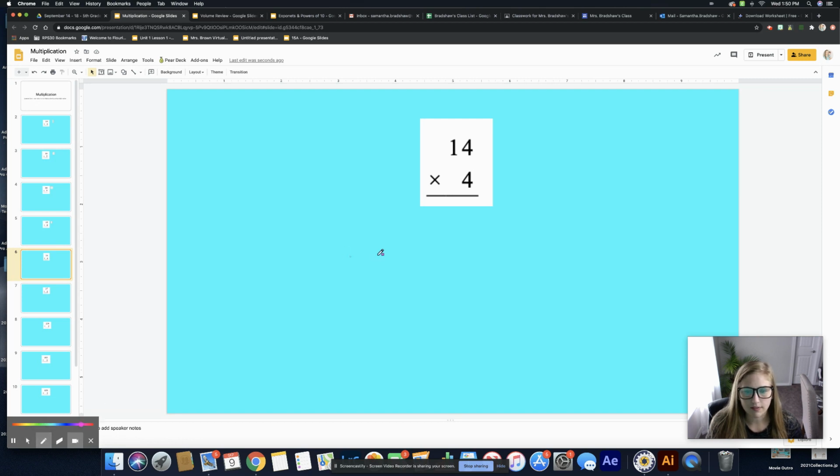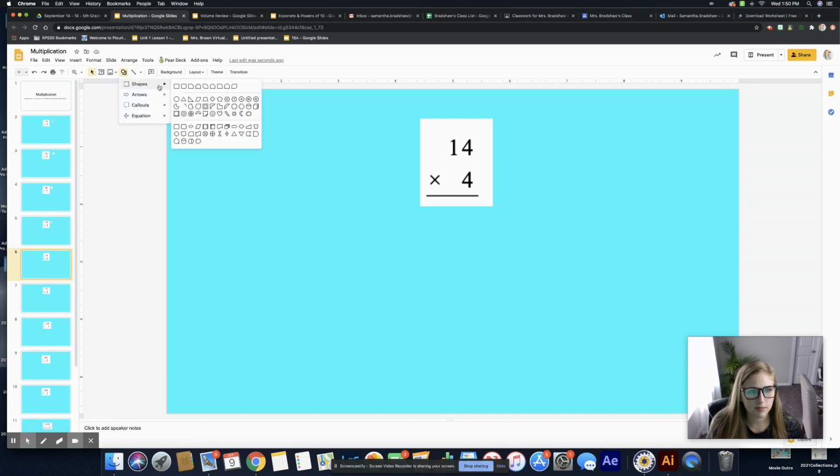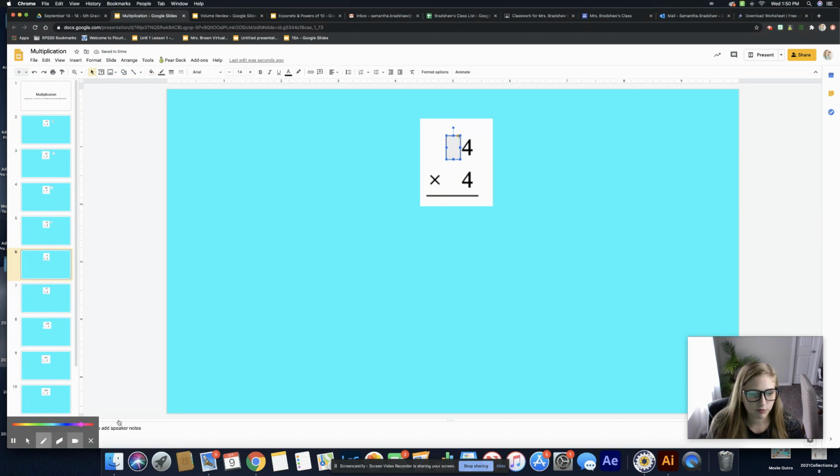All right, let's solve it together. First thing I'm going to do is cover up that number so it makes it easier for me to solve. And I have 4 times 4. Well, I know 4 times 4 is 16. So I put my 6, carry my 1, because I can't put 16 when I only have a ones place. So I'm going to move that over. 4 times 1 is 4, plus 1, which is 5. So I know 14 times 4 is 56.